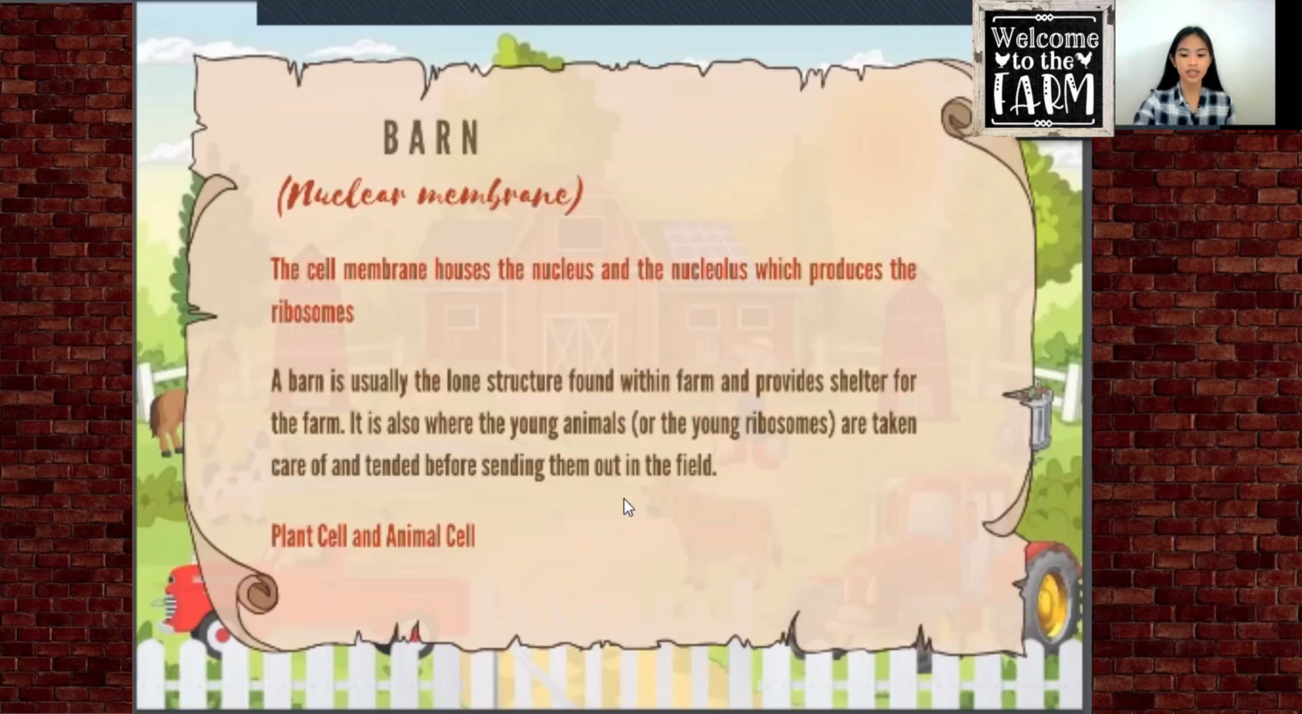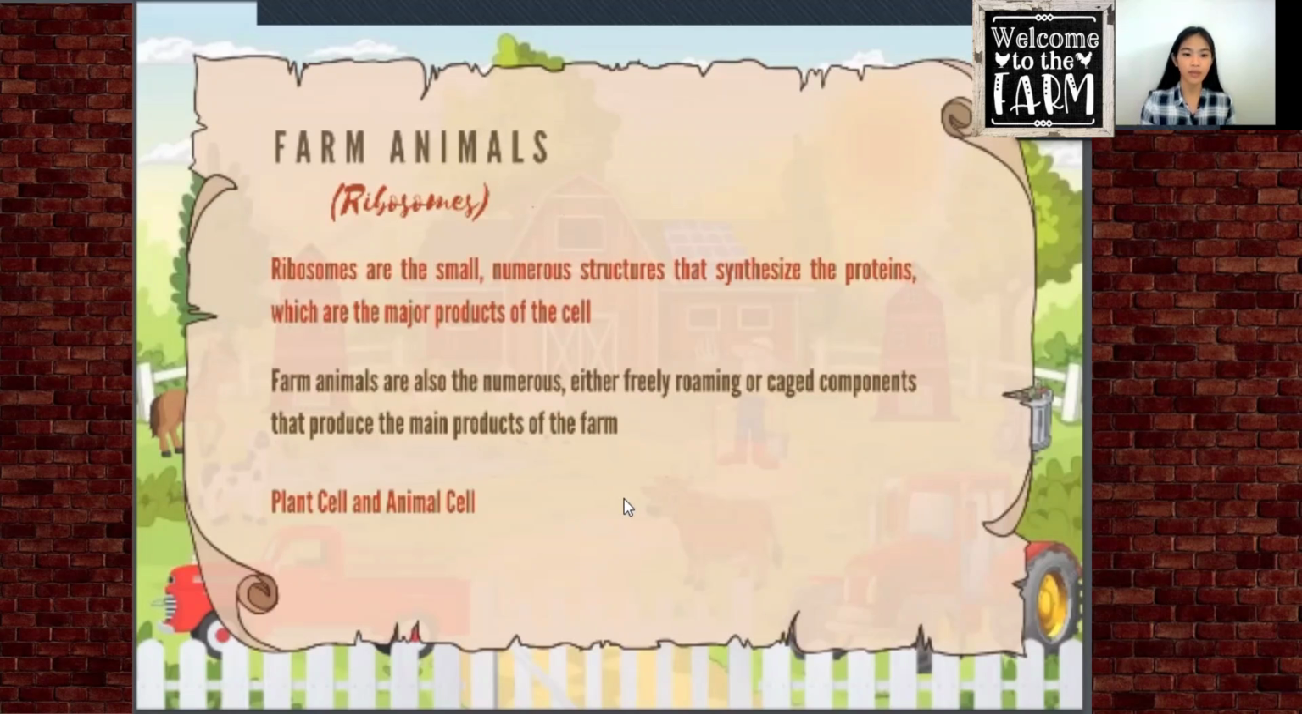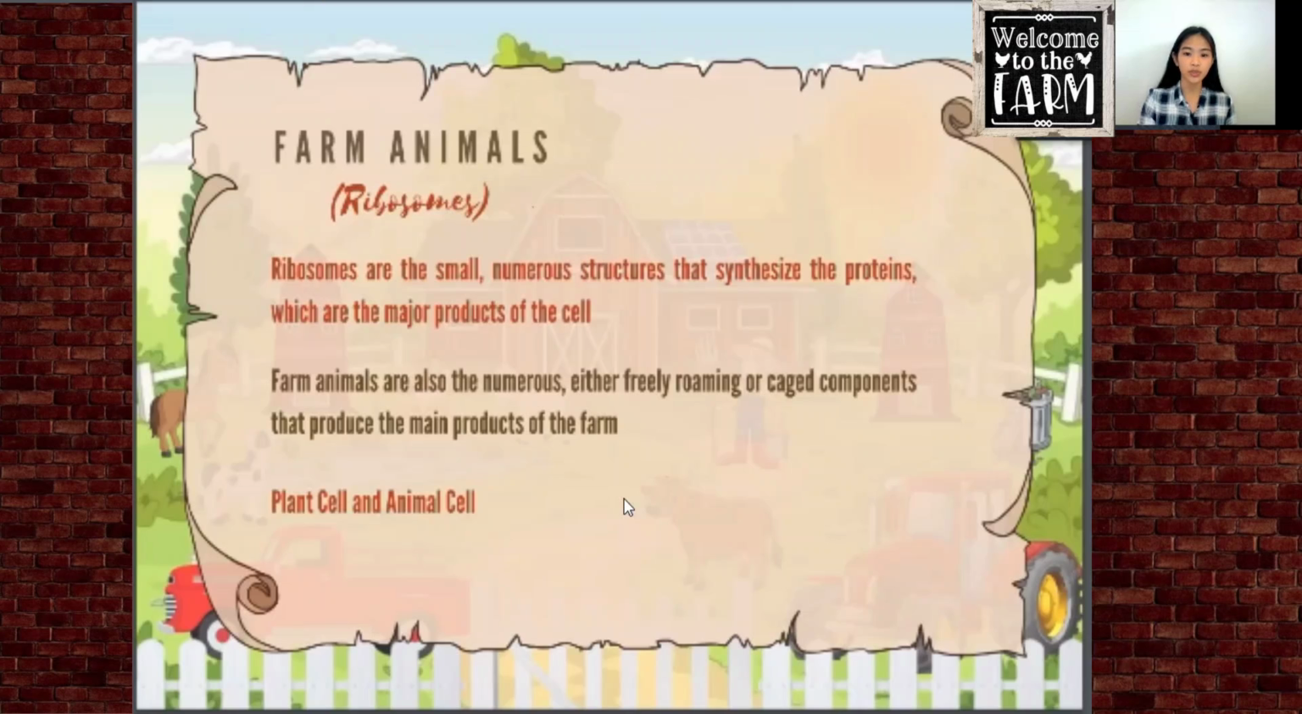The next one is the farm animals, which represent the ribosomes. Ribosomes are small, numerous structures that synthesize the proteins, which are the major product of the cell. Farm animals can be easily compared to the cell's ribosomes. We must take note that in cells, the ribosomes are the small, numerous structures that synthesize the proteins, which are the major products of the cell.